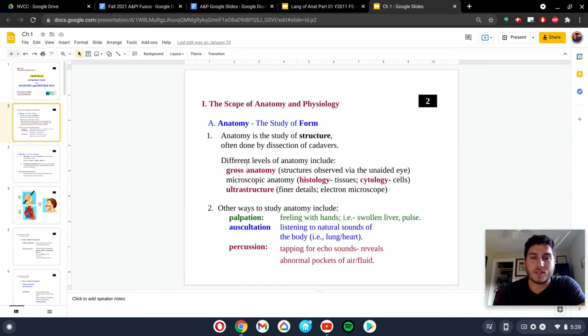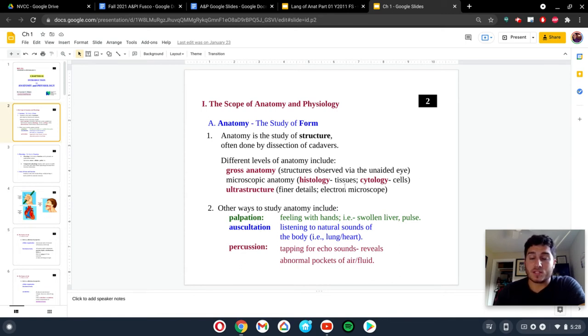Like gross anatomy are the things that you can see with the naked eye, right? So we could talk about teeth. You can see those easily. I don't know why I thought of that, but your hair. These are things you can see. And then you can go into the microscopic anatomy, and you can start to see more fine details.